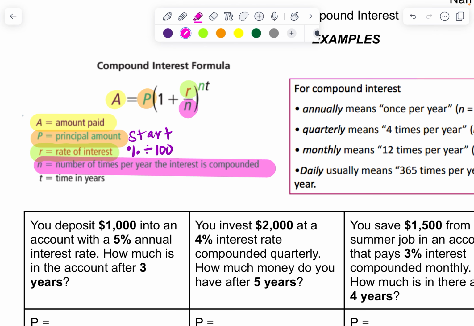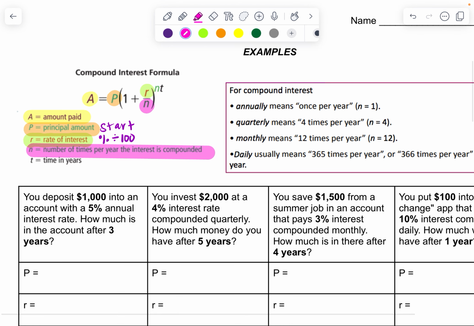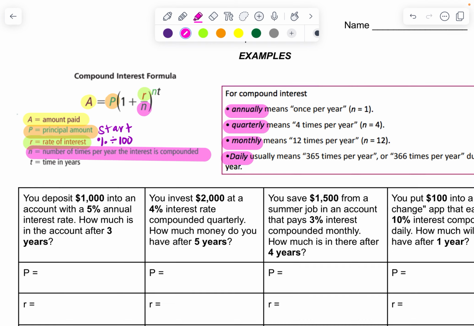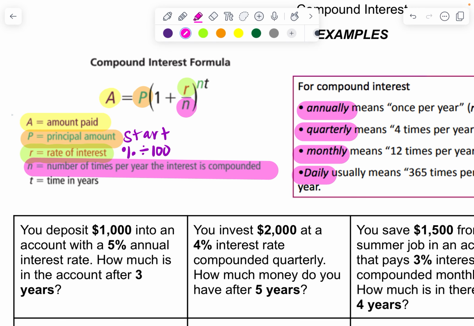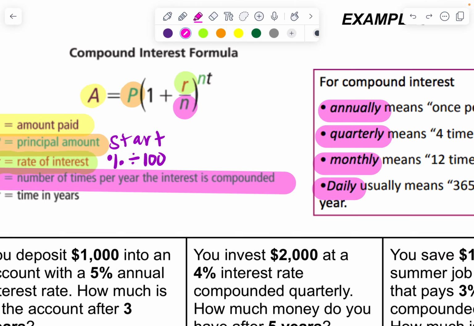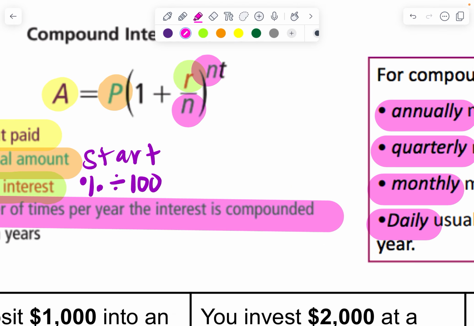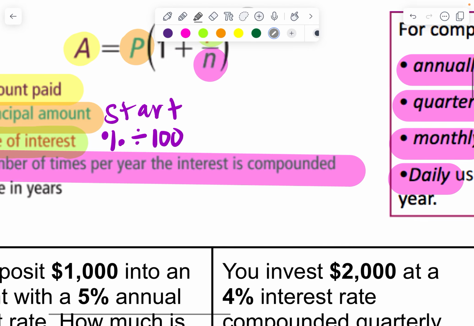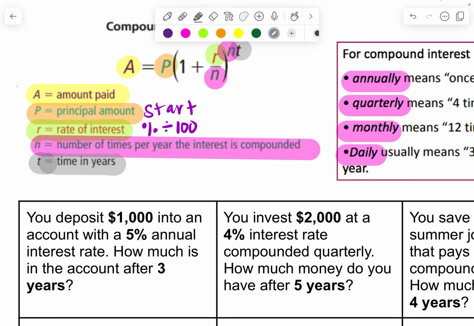Now, they will tell you how many times it's compounded per year, or they're going to use one of these words. Annually would mean N is 1. Quarterly would mean N is 4. Monthly would mean N is 12. And daily usually is 365, 366 if it's a leap year, but for our purposes, we'll be doing 365. And I should say the N is part of both of these. And then our T is just how many years has gone by.